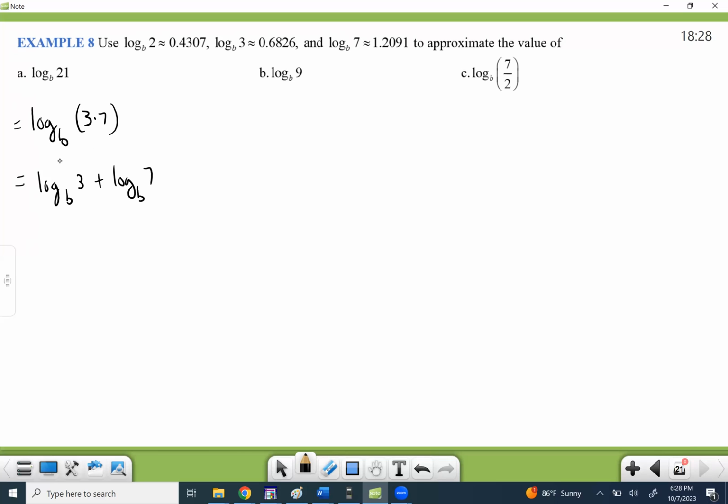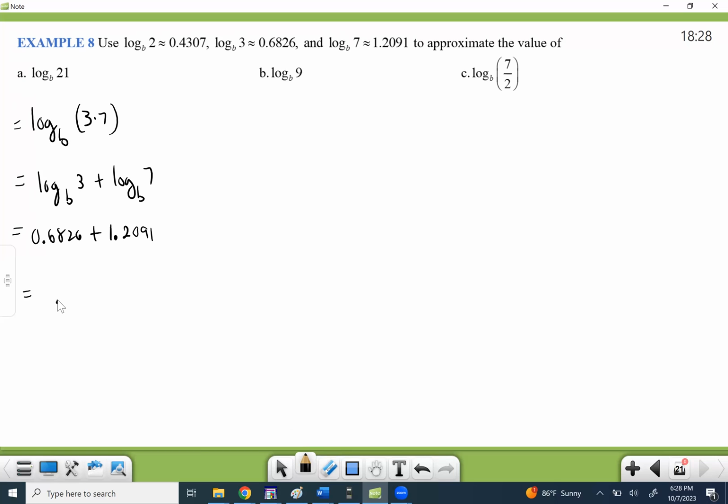All right, so we know log base B of 3. According to the directions, log base B of 3 is 0.6826. We also know log base B of 7. According to the directions, log base B of 7 is 1.2091. Let me write that 0 a little better, you guys. 1.2091. So we just have to add these together and we've got it.